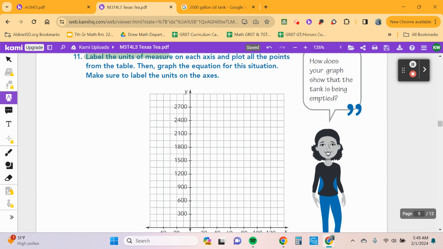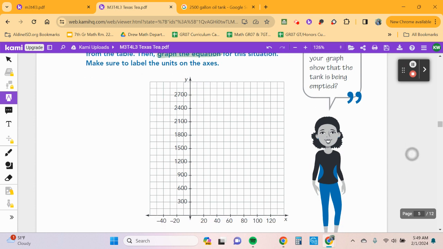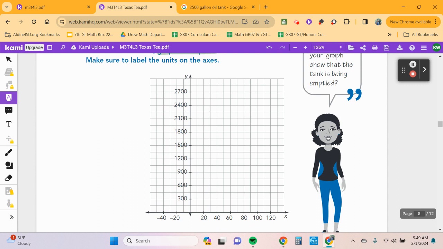Then you're going to plot all of the points from the table on the graph. And then graph the equation, which is essentially just connecting all of the points. And then that last note says make sure to label the units on the axis. That just means the time in minutes or the amount in gallons.